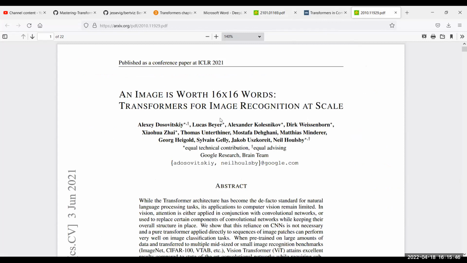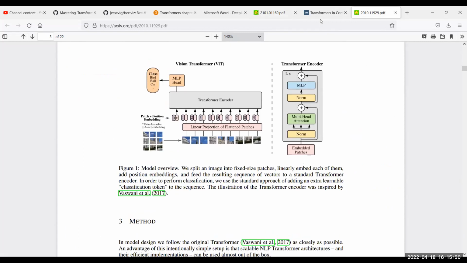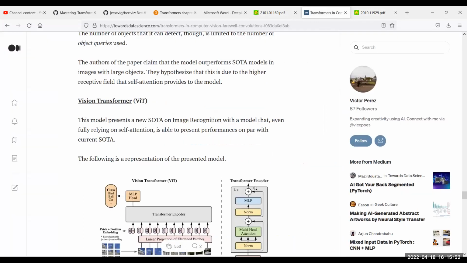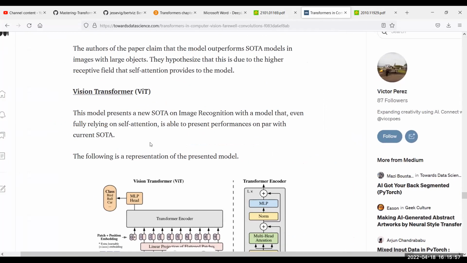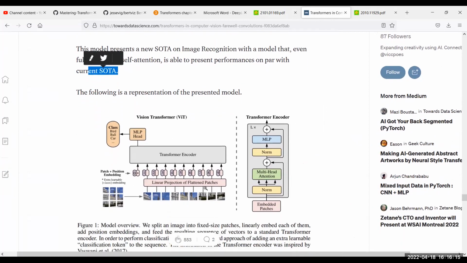It's based on this paper by Google. So you can see Google tried this. It's called a vision transformer, ViT. You can see this model presents a new state of the art on image recognition, with a model fully relying on self-attention, able to present performance on par with other CNNs probably. And if you look at it, the idea is actually quite simple, right?